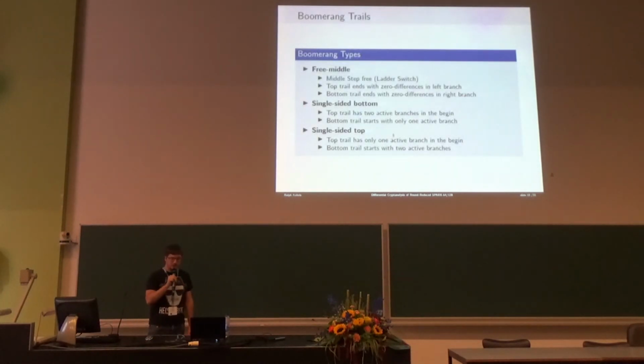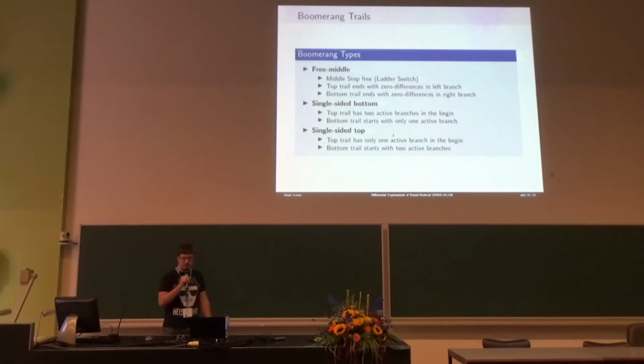So we were also interested in boomerang attacks, because we couldn't find long trails with good probability. That's why we tried boomerang attacks, so that we can combine some of the shorter trails. We identified three types. One we called free middle, single-sided bottom and single-sided top. And the free middle one was the most promising one.